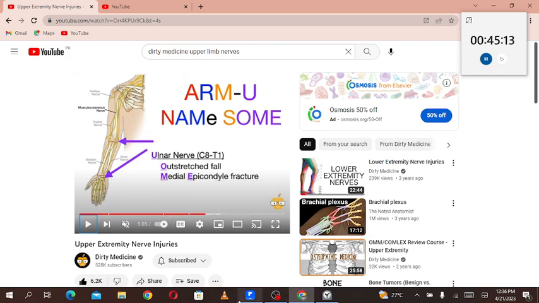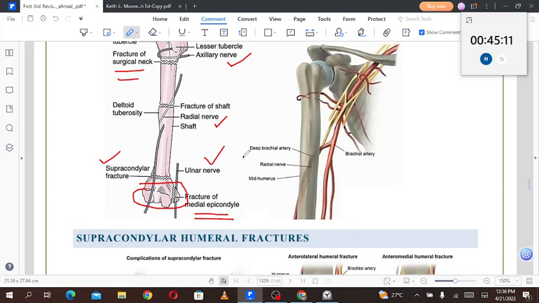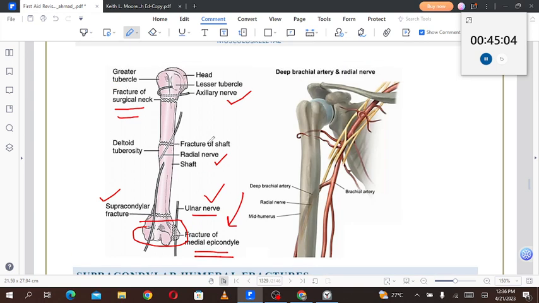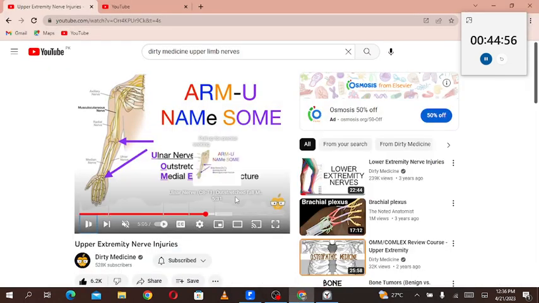So here you can see that if the medial epicondyle is damaged, if there is a fracture of the medial epicondyle, then the ulnar nerve will be damaged. If there is supracondylar damage, the median nerve will be damaged. Mid shaft fracture can damage the radial nerve, and neck fracture, surgical neck fracture, can damage the axillary nerve. So remember these things. Now let's move to the names of the lesions.